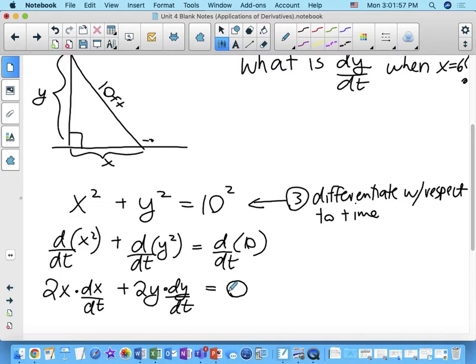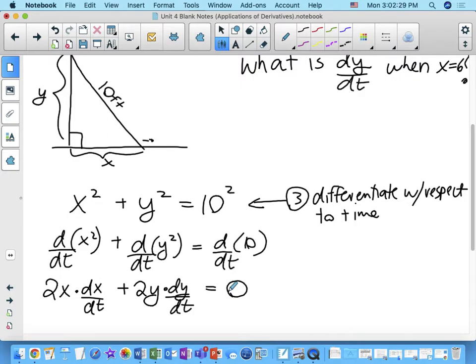Okay. Now, if we tried at this stage to fill in what we know, which is what we did in the last problem, what's going to happen? We have too many unknowns, exactly. Because we know what x is, we know what dx by dt is, but we don't know what y is, and we're looking for dy by dt. So we have to try and figure out what y is.